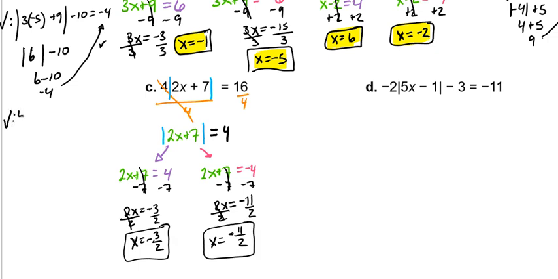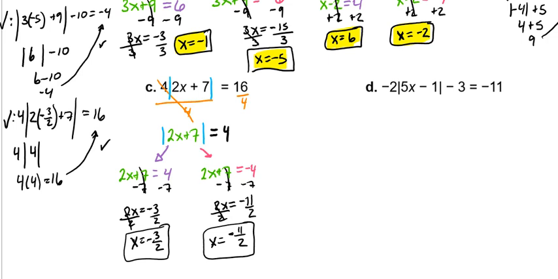So we just need to check these and make sure that they're going to work, right? So we're going to check them. So 4 times the absolute value of 2 times negative 3 halves plus 7, and that should equal 16. So 4 times the absolute value. Now if we plug this into the calculator, we're going to end up getting a positive 4. And the absolute value of 4 is 4, so 4 times 4 is 16, and here we see that those match. So x equals negative 3 halves is a solution.